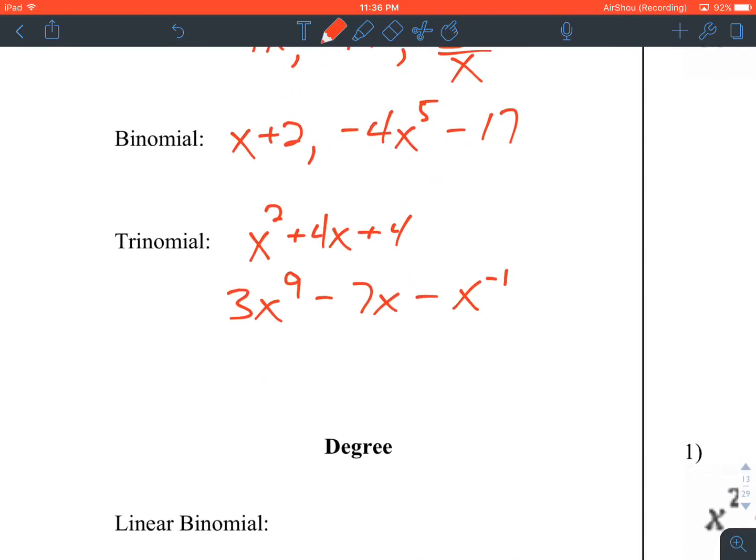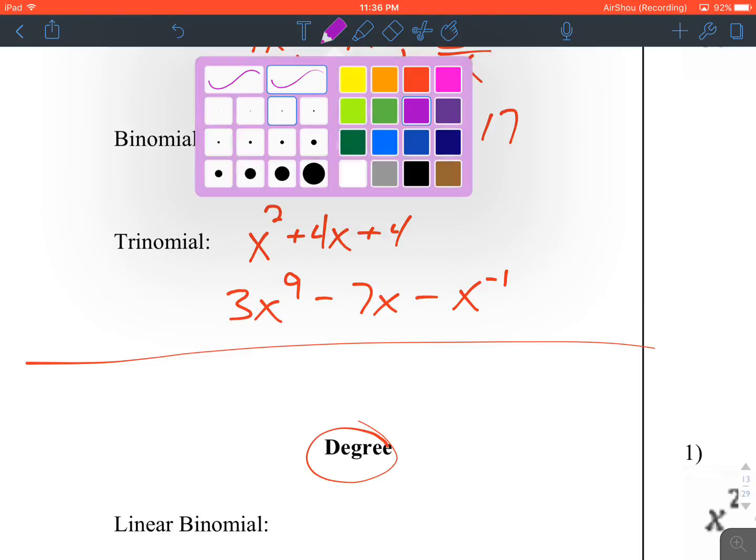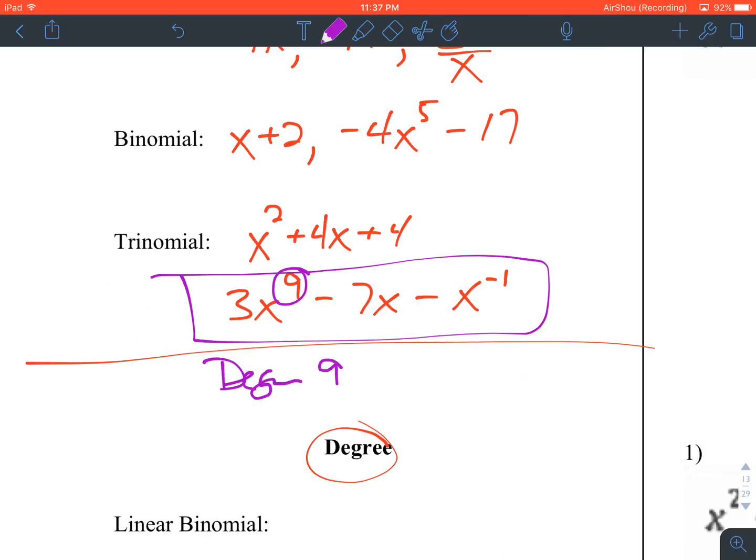The degree of a polynomial is the largest exponent that any one of the terms has. So for example, in this trinomial, the degree is 9, because the biggest exponent for any given term is a 9. This trinomial, the degree is 2. This one up here, the degree is 1. If there's no exponent, it's implied to be a 1.